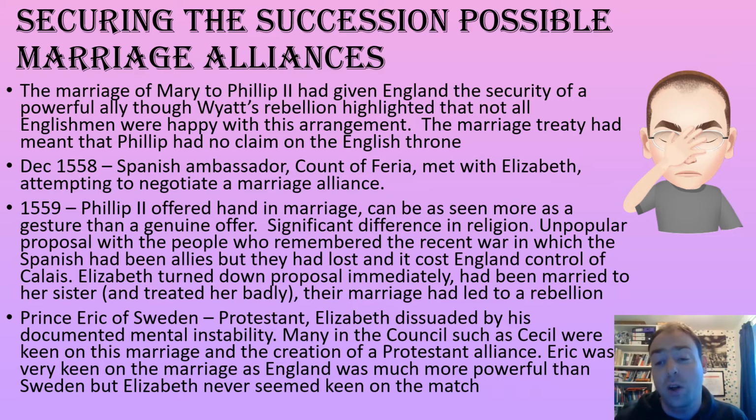Now there is a potential marriage where there isn't a religion issue, which is Prince Eric of Sweden, who is Protestant. Now he had some documented mental instability, which rather put Elizabeth off. Many of the council, such as Cecil, were actually quite keen on this marriage, about creating a Protestant alliance, which again, this idea of a pro-Protestant foreign policy. And what was underlying it? Well, it seems to be an idea that many of the council, particularly Cecil and later the likes of Walsingham, really want to push, but Elizabeth maybe slightly less keen.